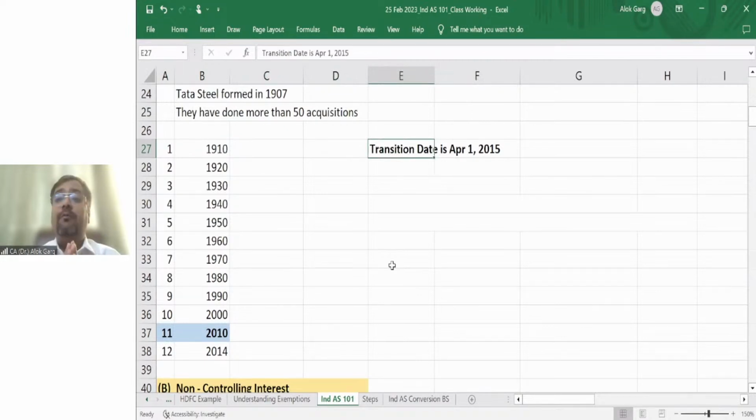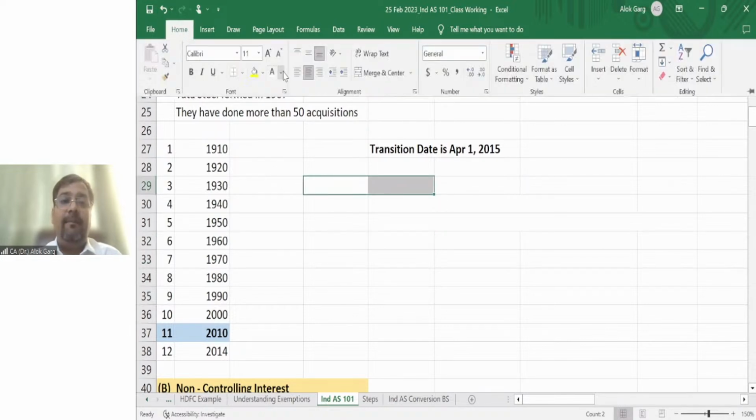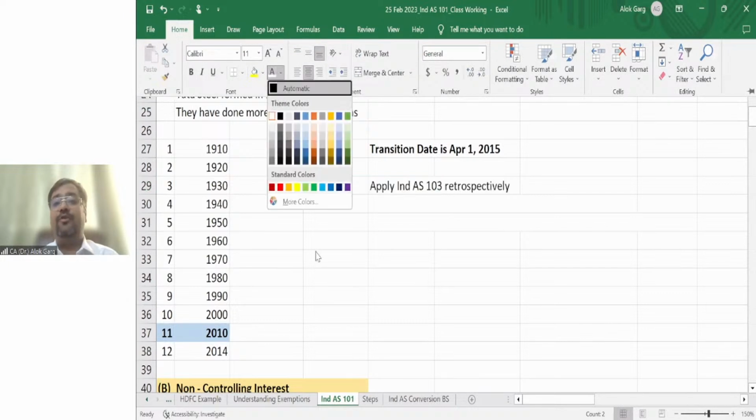Now the company wants to convert from IGAAP to Ind AS. So if the company is converting from IGAAP to Ind AS, what are the options which are available? The first option. What is the first option? The first option is to apply this Ind AS 103 retrospectively.